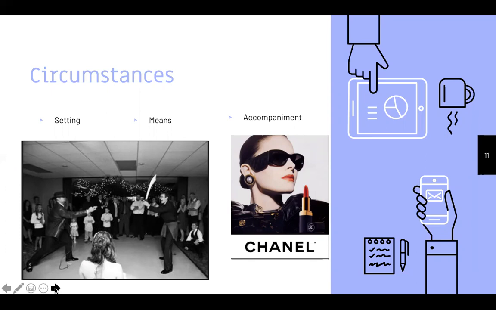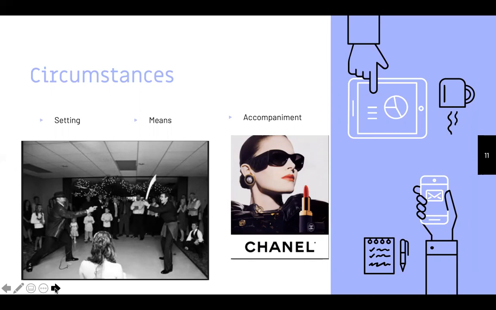By means of what? You can see the sword and the gun, and other things too. You can see the lights at the back there, and the attire to show that this is the kind of festival or celebration. So it is the setting.